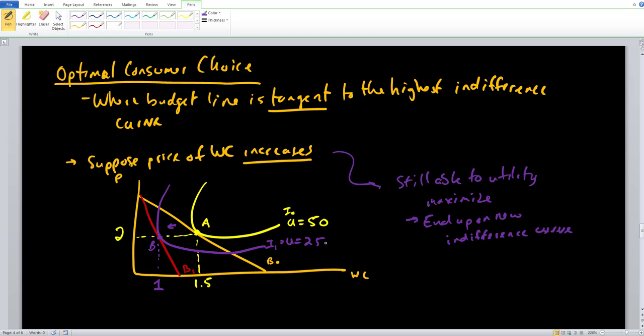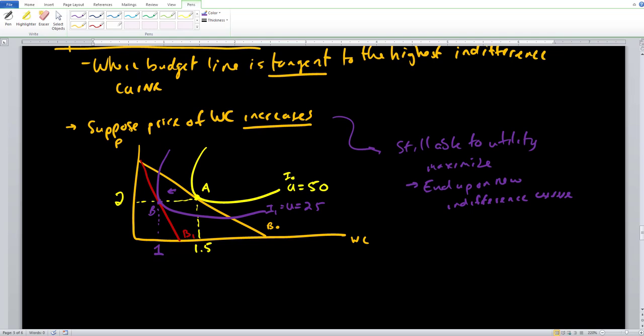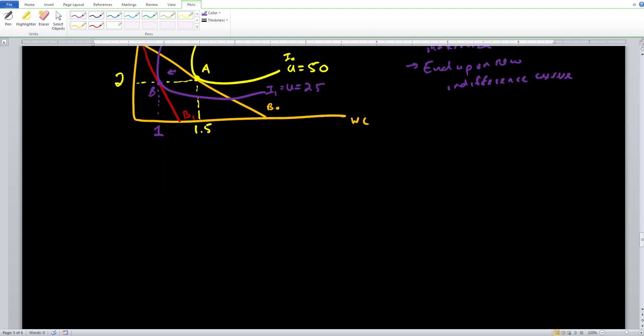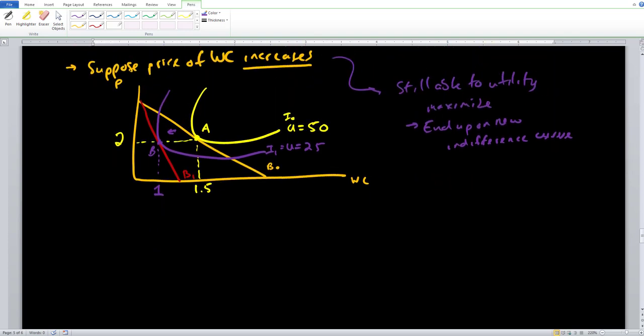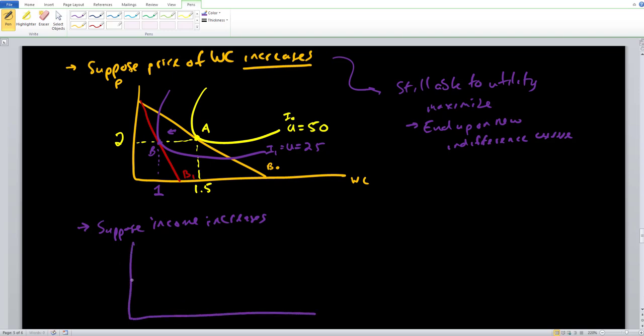And what do you think is expected to happen if your income increases? It's going to tell you that you're going to be able to buy more of both of these goods, and your utility should increase as well. So let's take a look at this particular case and see how it differs from when the price changes. So suppose income increases. If income increases, what happens to our budget line? Our budget line is going to shift parallel outwards.